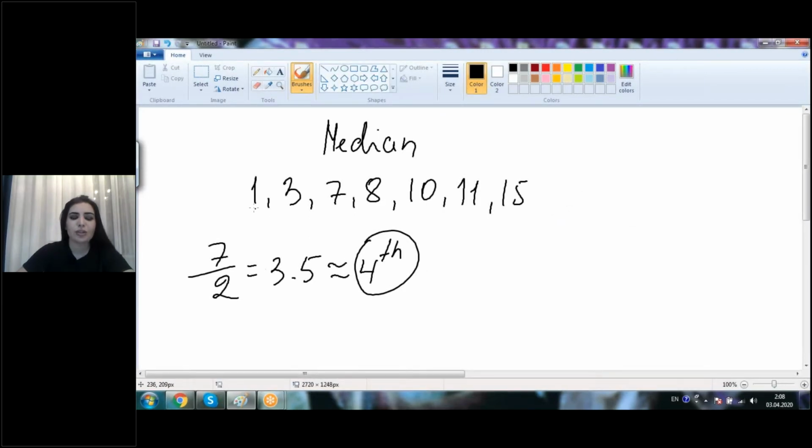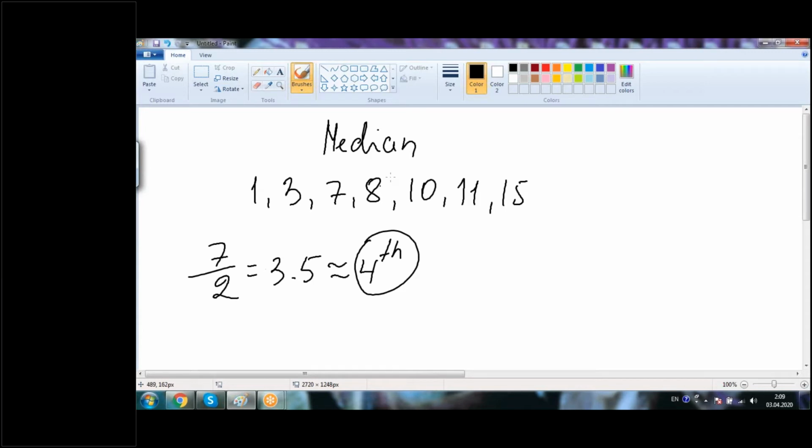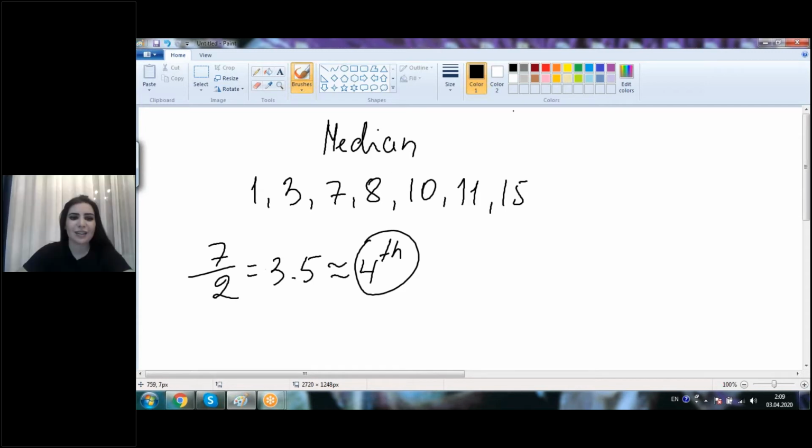After that, we should count from the beginning, starting from the smallest number, the 4th in this set. So it means 1, 2, 3, 4. So exactly this number, which is fourth in the set, is our median. So the fourth number in the set, which is 8, is our median.